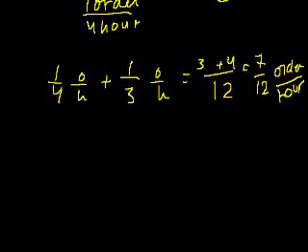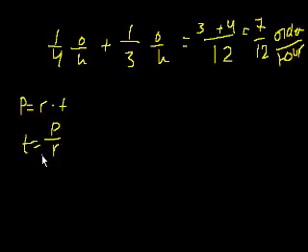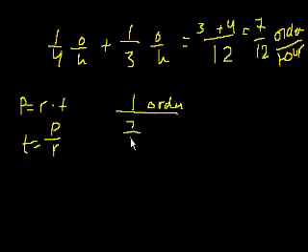And you want to know how long it is going to take them to make one order. So you could think of production is equal to rate times time, and time is equal to production divided by rate. Or if you don't want to think about that, just think, well, if I can make 7/12 orders per hour, and I had to make one order, it's going to be one order divided by 7/12 order per hour.